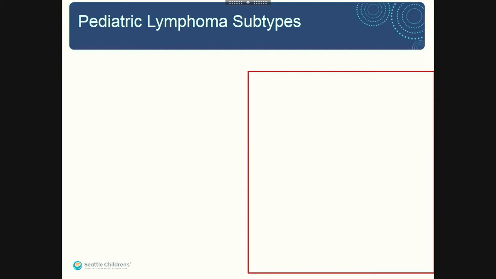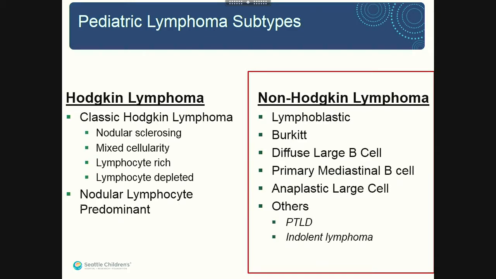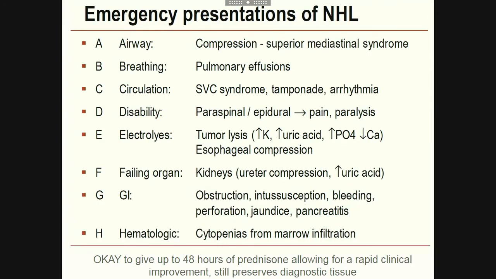Okay, so moving on to non-Hodgkin's. So now we're going to focus on all of these subtypes on the right. These are faster growing compared to Hodgkin's lymphoma, and so you're more likely to get these emergency presentations. This is a cool slide that I stole from a friend, but it talks about the A through H of your alphabet types of emergency presentations.